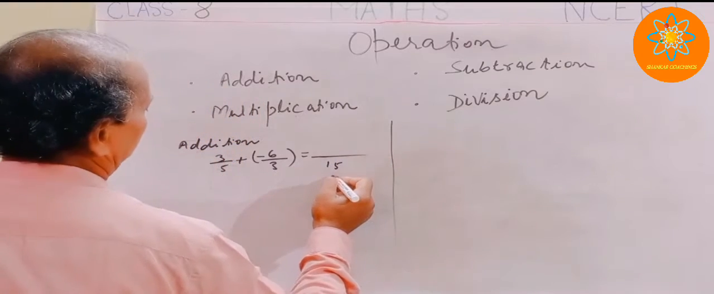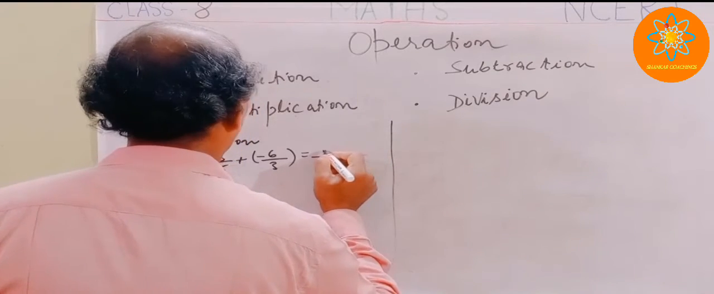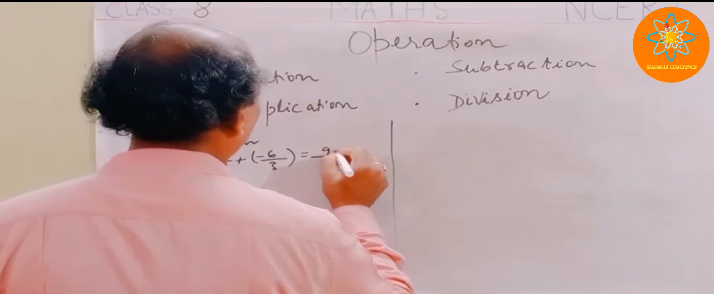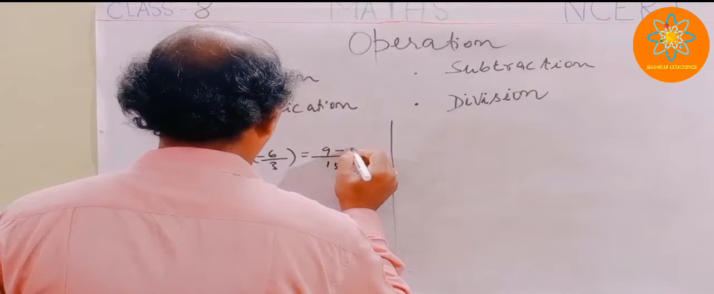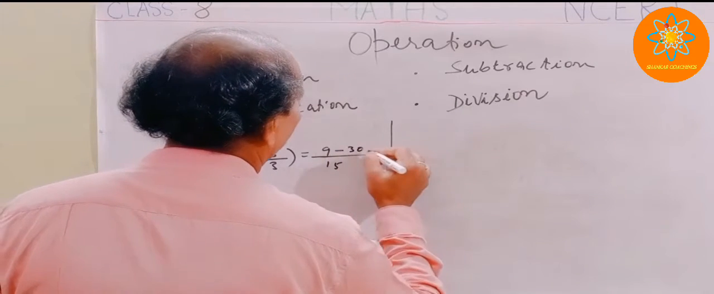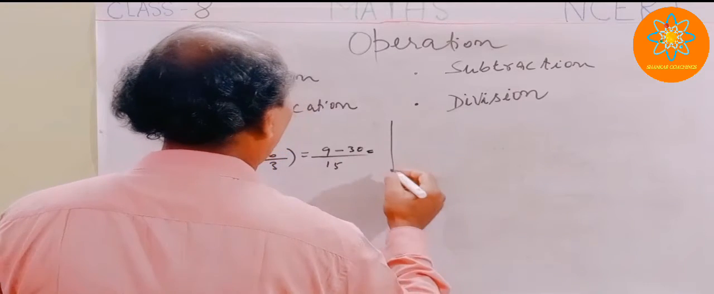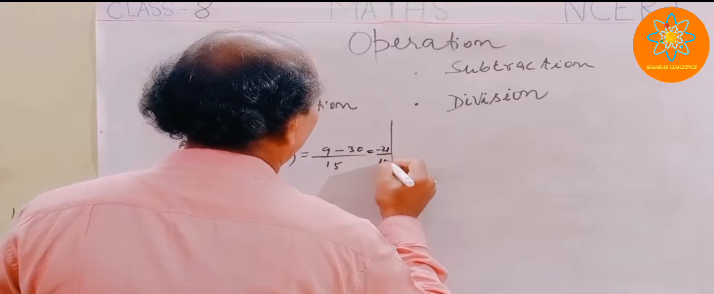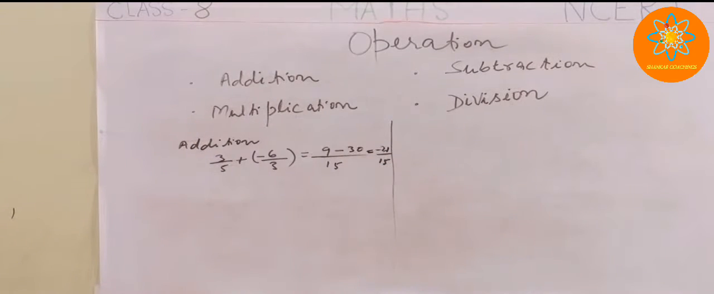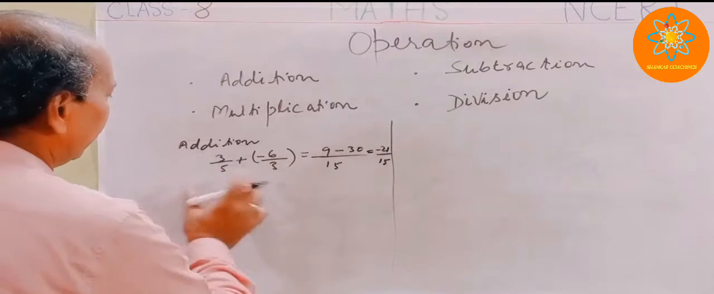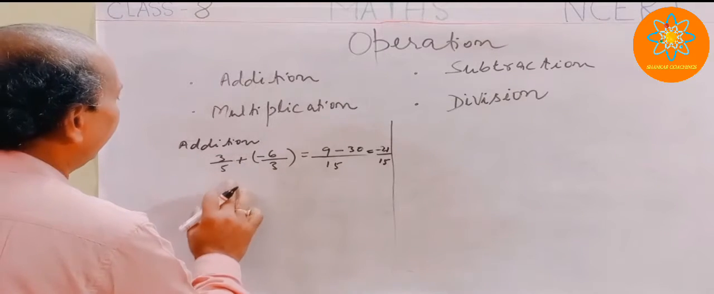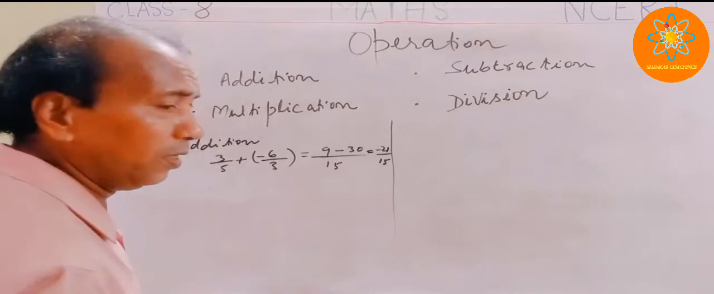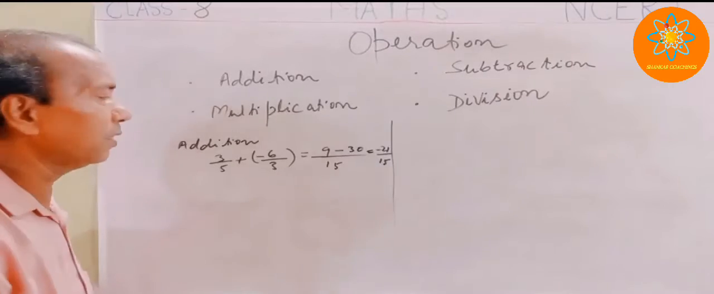So this is 3 into 3, that is 9. And this is 5, minus 6 fives are 30. So this is equal to minus 21 by 15. So this is the case when we want to add rational numbers.